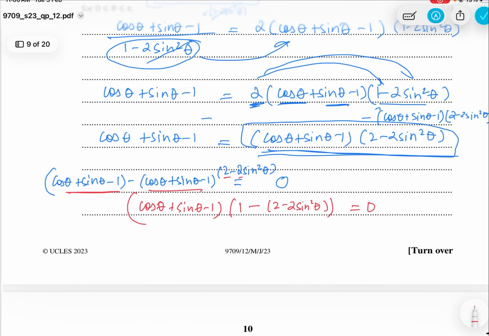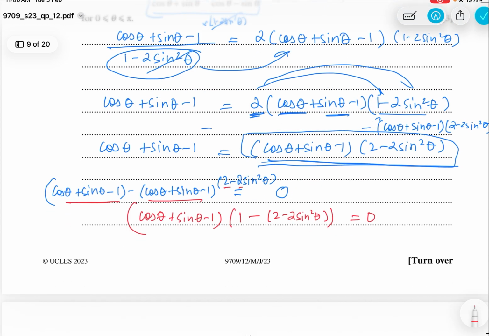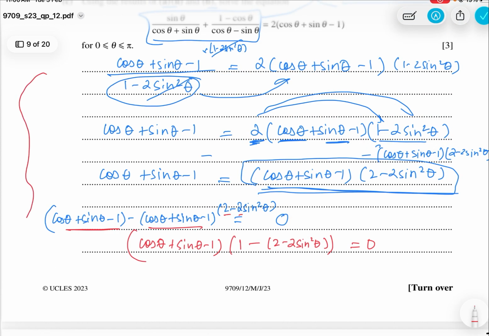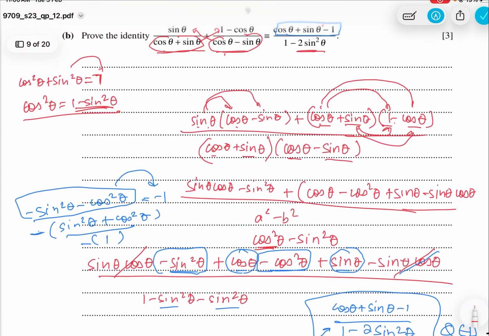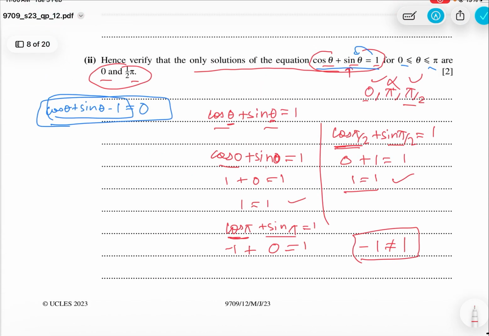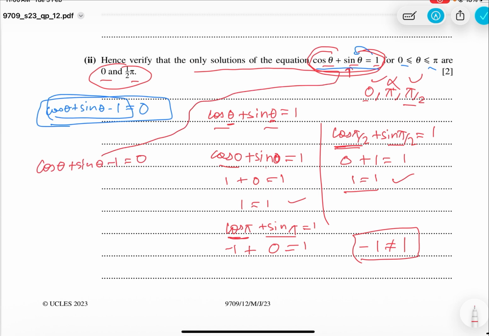Let's continue this part. Only this much space they have given us to solve this. We know the answers for this one. See over here, come with me, learners. This was the equation: cos theta plus sine theta minus 1 equals 0. See, this is the same as this.